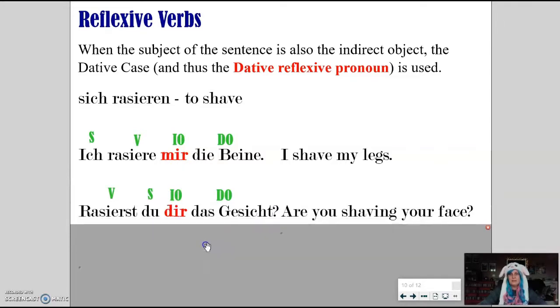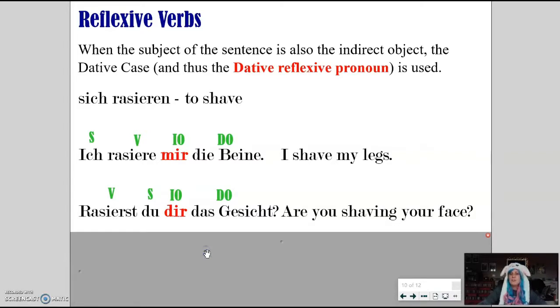I shave my legs. Rasierst du dir das Gesicht? Are you shaving your face? Again, are you shaving? What are you shaving? The face is the direct object, das Gesicht. The indirect object reflexive pronoun dir is used here because you are both the subject and the indirect object here. Rasierst du dir das Gesicht?